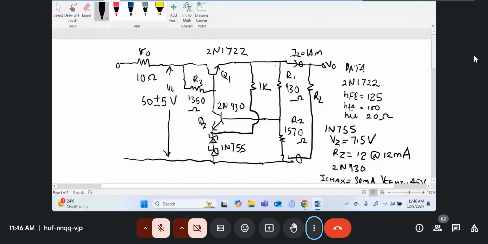I didn't write this load current properly. This is the load current. So if you can do this, you'll get 100 out of 100 for the equations of series regulators.